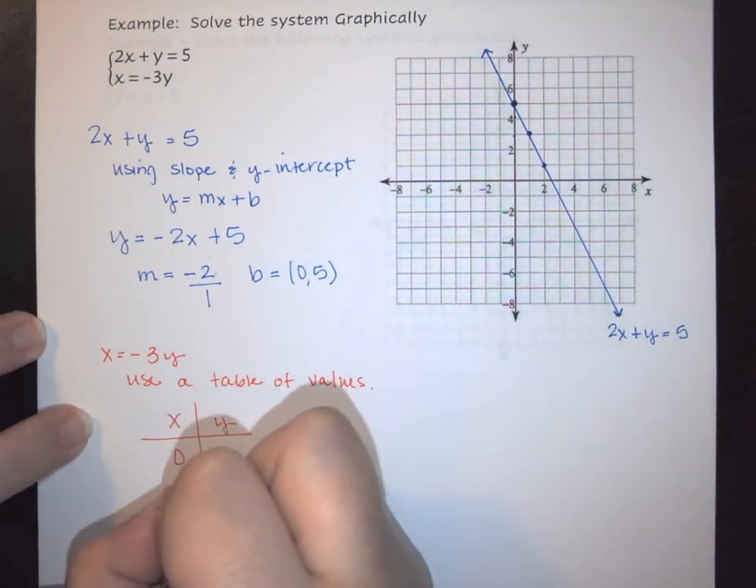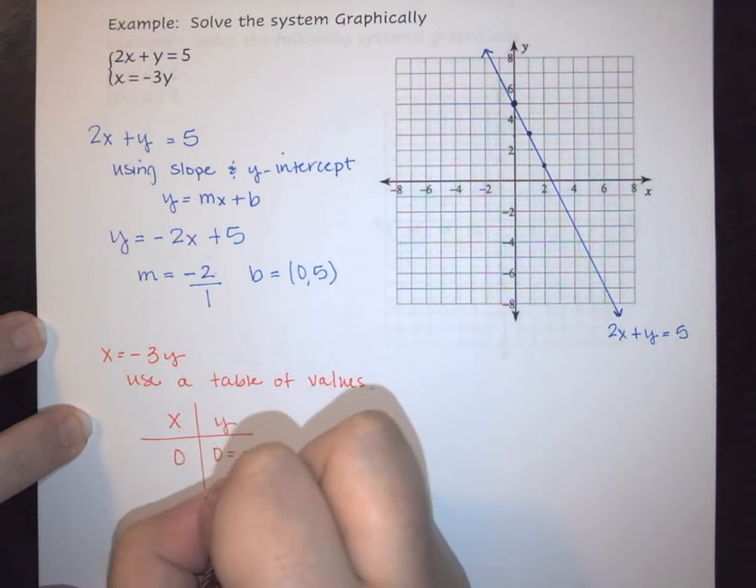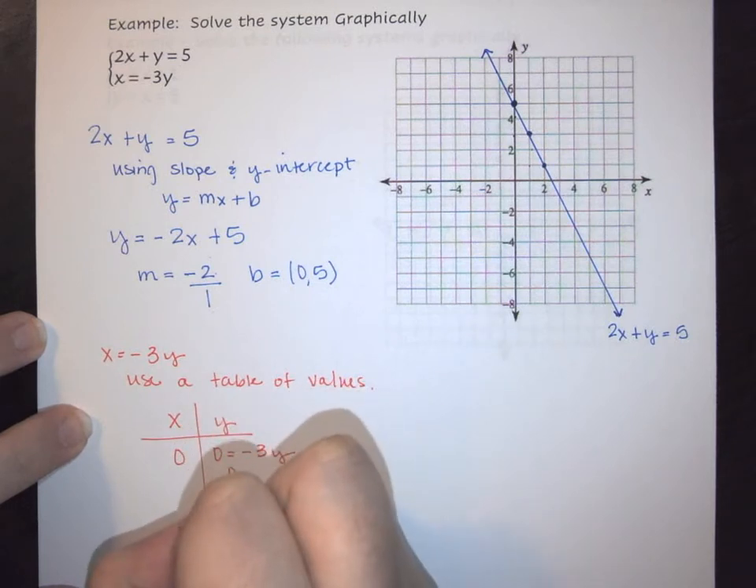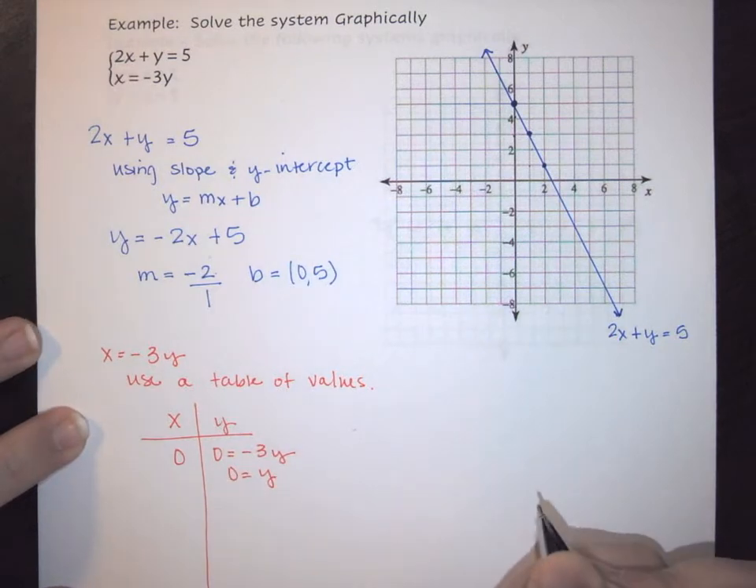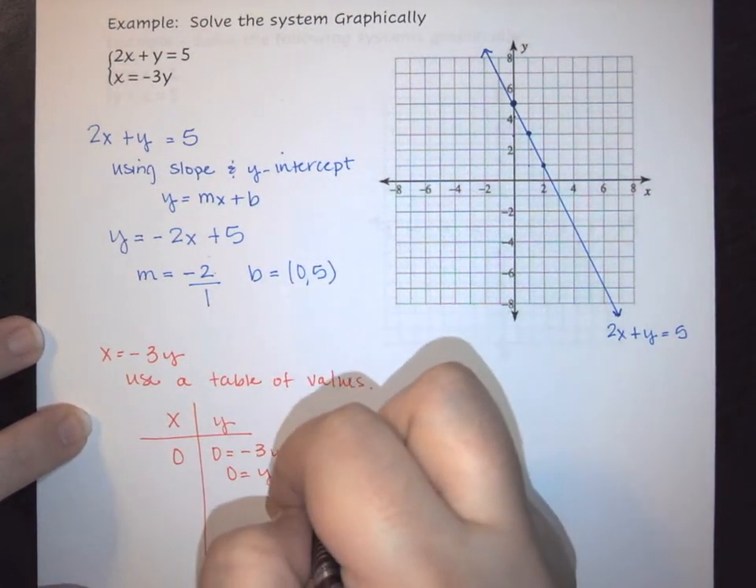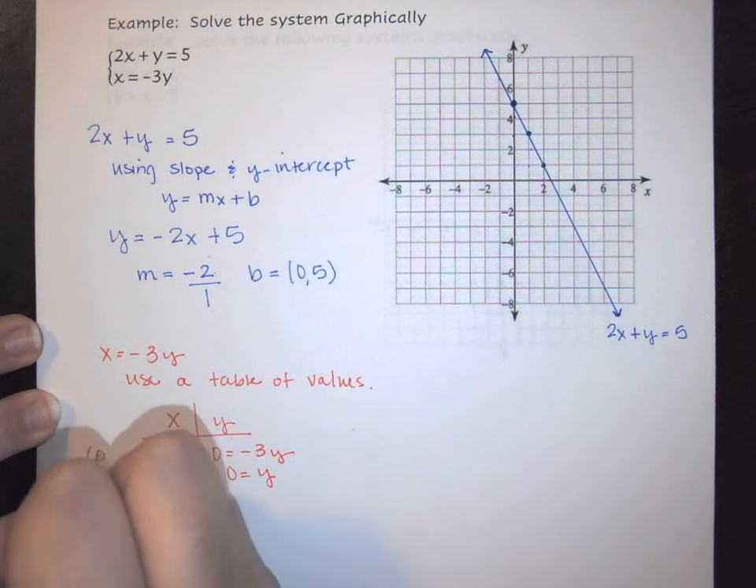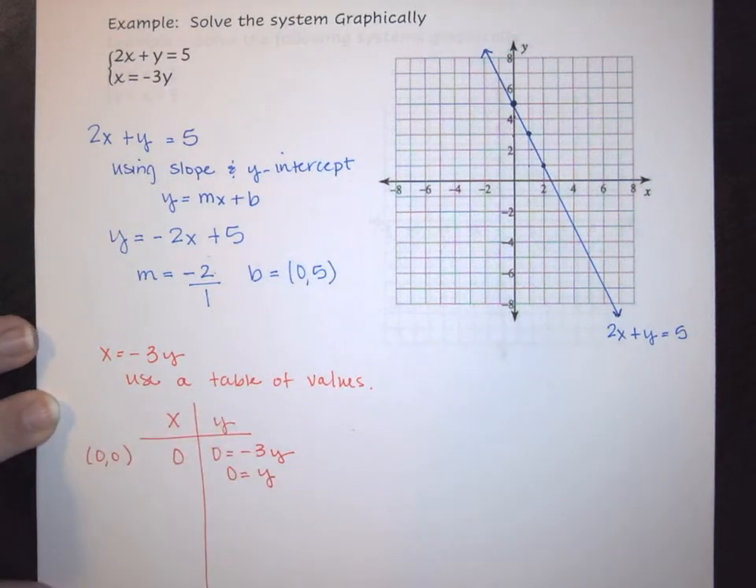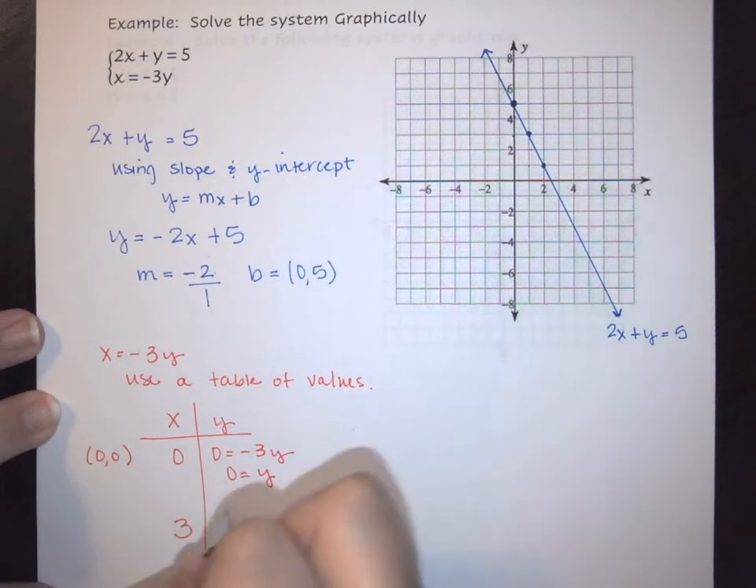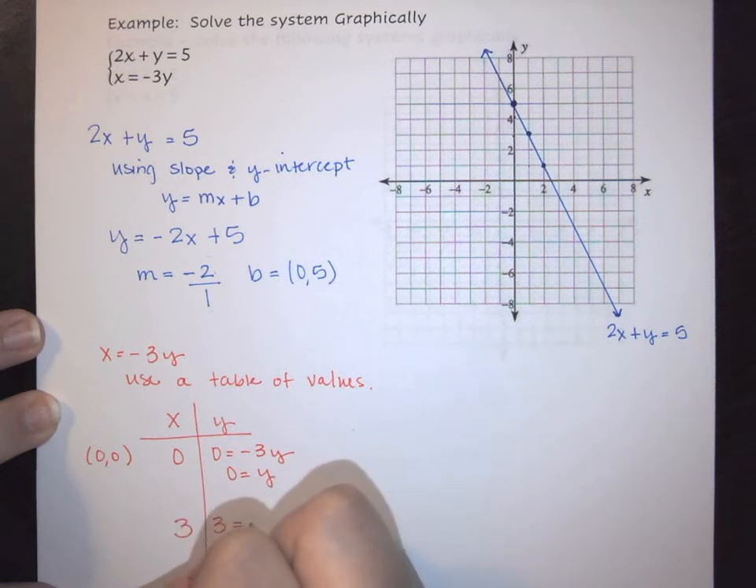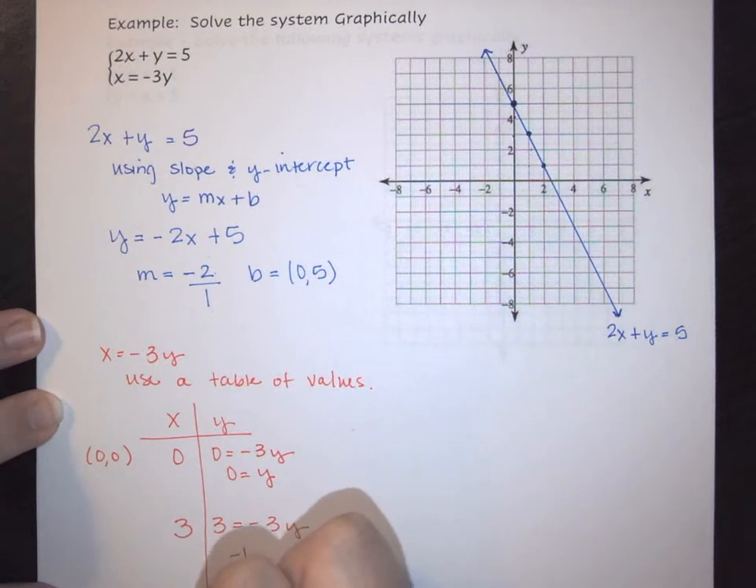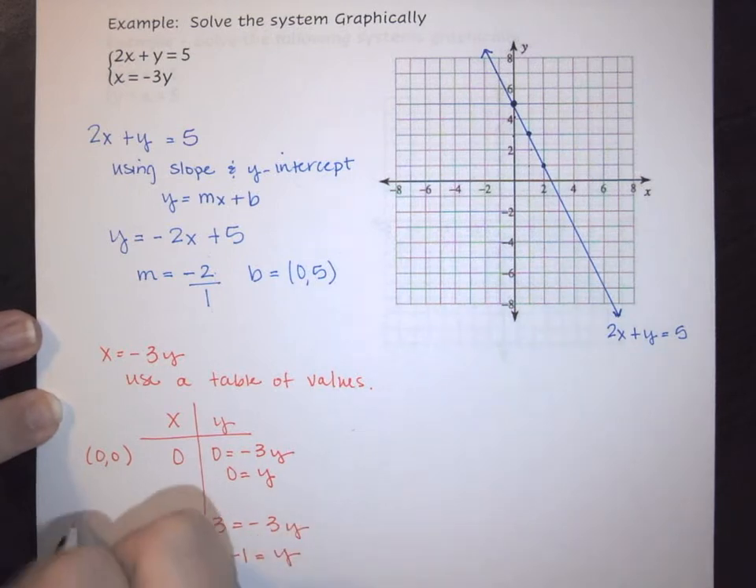And then in this case, we would have 0 equals negative 3y. So 0 equals y. Okay? So this right here is going to give me the point 0, 0. Now let's go ahead and choose the point 3. So here we're going to have 3 equals negative 3y. Divide everything by 3 and we get that negative 1 equals y. So this is the point 3, negative 1.